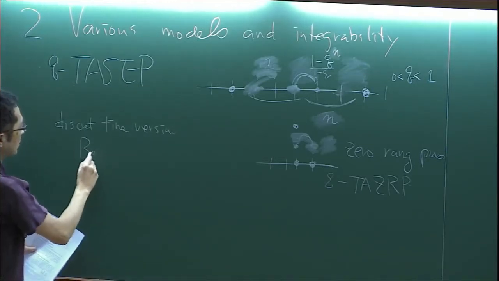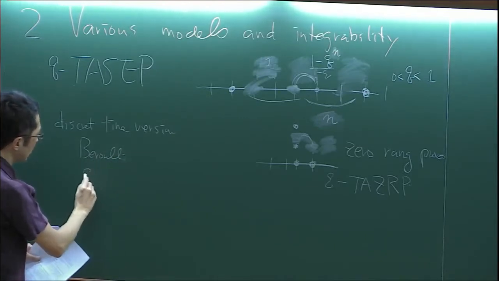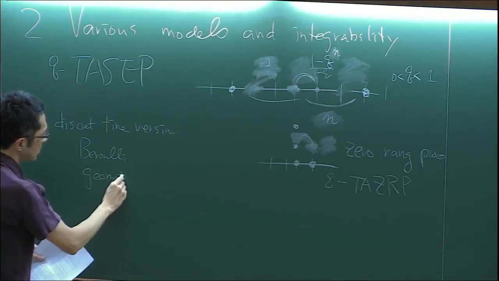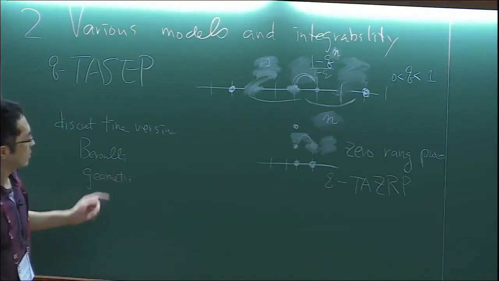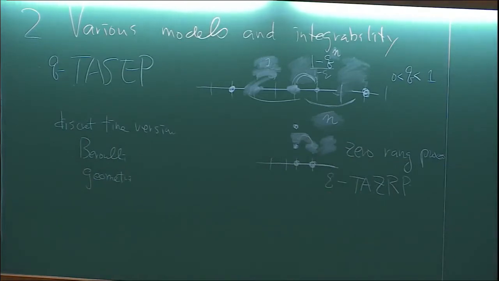One is Bernoulli type, and the other one is geometric type. But I think if I start explaining, then maybe I cannot explain the main content. So this is written in the last updated note, so please take a look if you are interested. Anyway, there are discrete time versions, at least two versions of it.